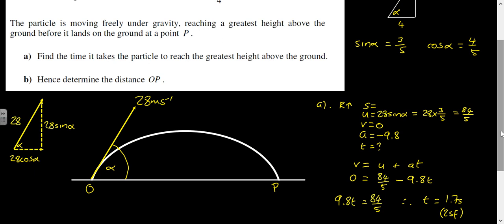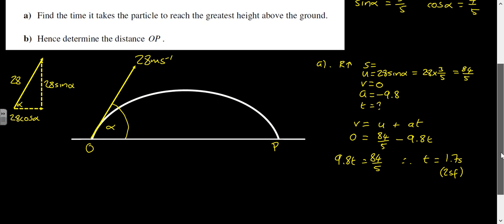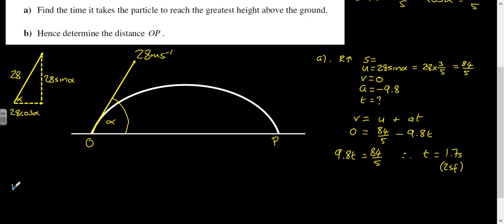You can see it's fairly straightforward. Once we have all the pieces in place, once we know what our vertical component of the velocity is, we're just using suvat. Second part, part B. Hence, determine the distance OP. To determine the distance, we're going to be working horizontally. We're going to be working parallel to the ground.